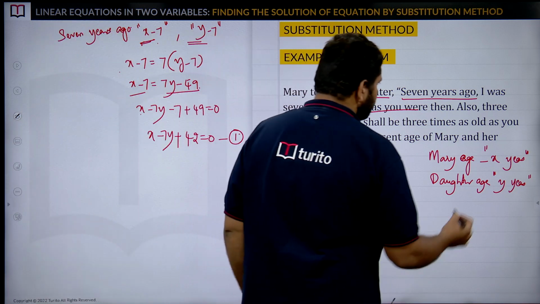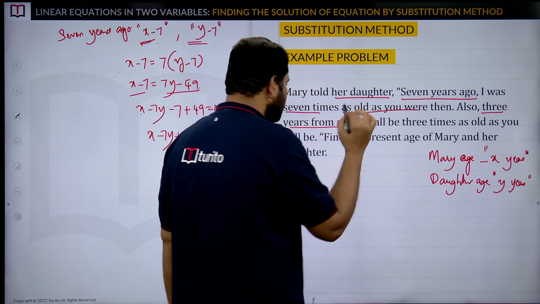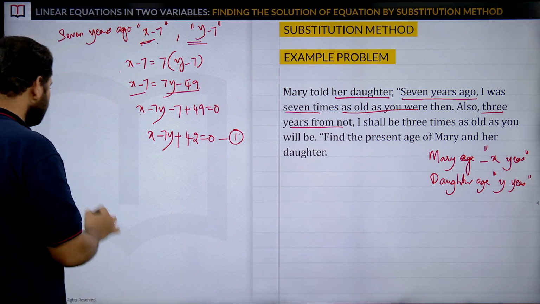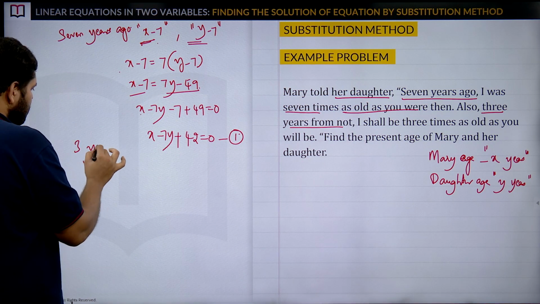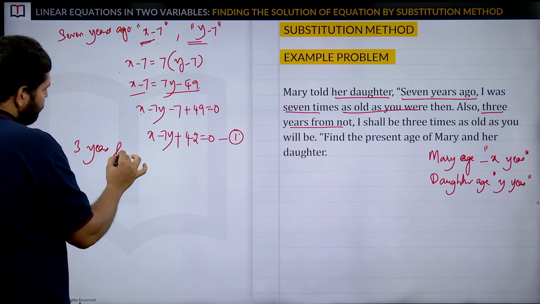Next children, second condition. As 3 years from now. So 3 years from now means, can I say children, after 3 years? So we can write as 3 years from now.